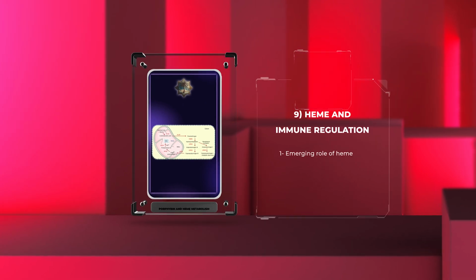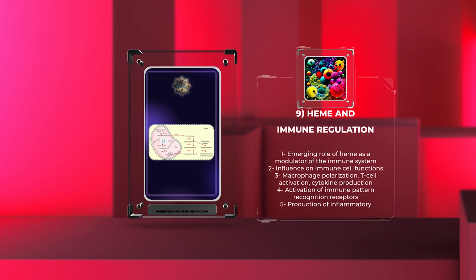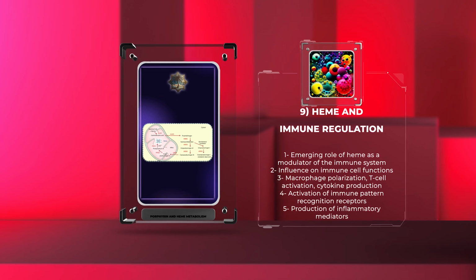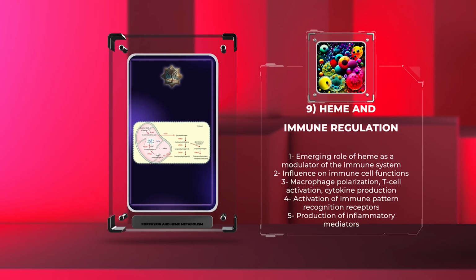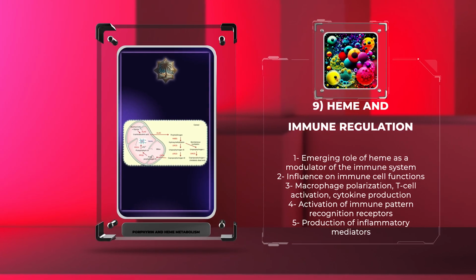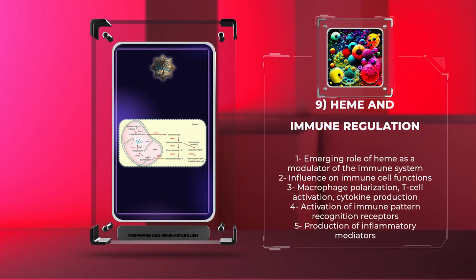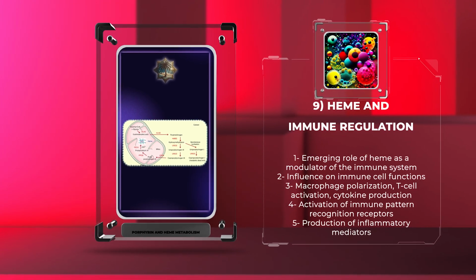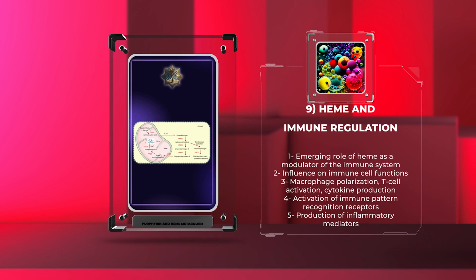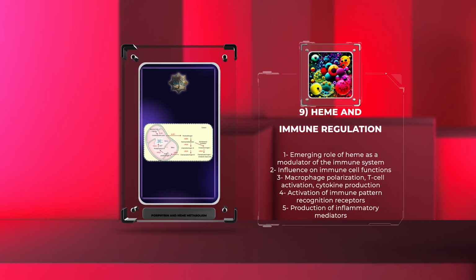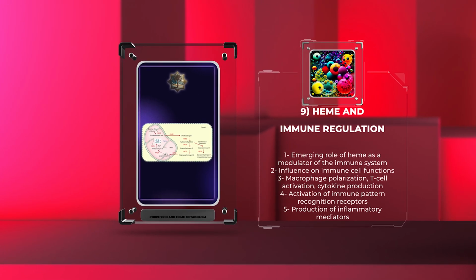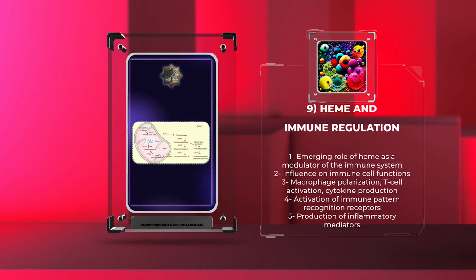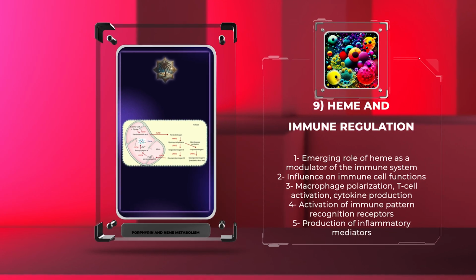Beyond its role in oxygen transport, heme has emerged as a key modulator of the immune system. Heme can influence immune cell functions, such as macrophage polarization, T-cell activation, and cytokine production. Additionally, heme can activate immune pattern recognition receptors, leading to the production of inflammatory mediators. Understanding the complex interactions between heme and immune regulation offers exciting prospects for the development of novel therapeutic strategies targeting immune-related disorders.